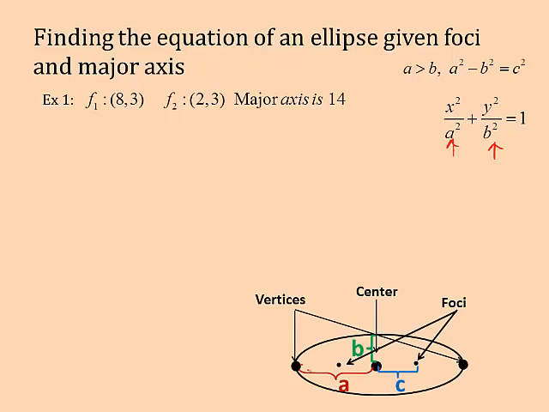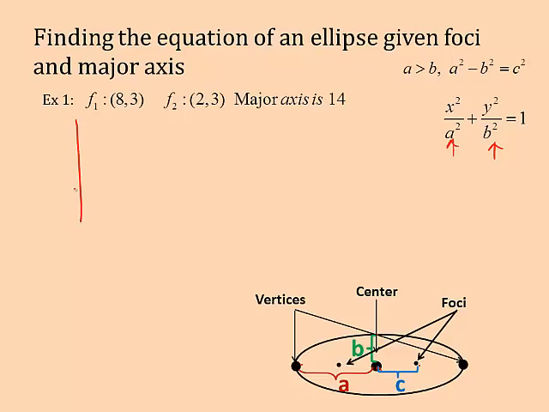Did they give us a vertice? No. B is the distance between the center and the co-vertice. They didn't give us that either. C is the distance between the center and the foci. They gave us the foci. We need to know what is the center. So here's how you figure that out.